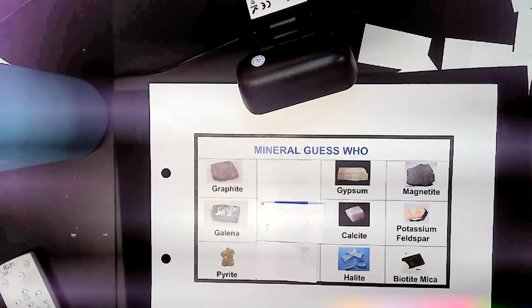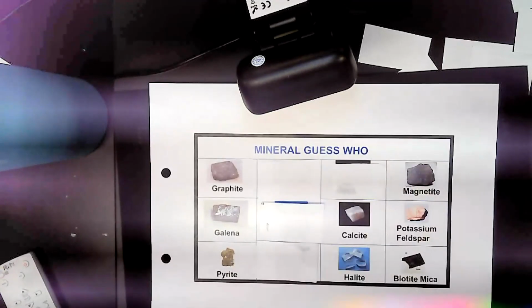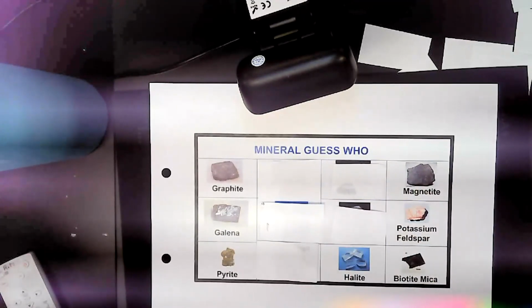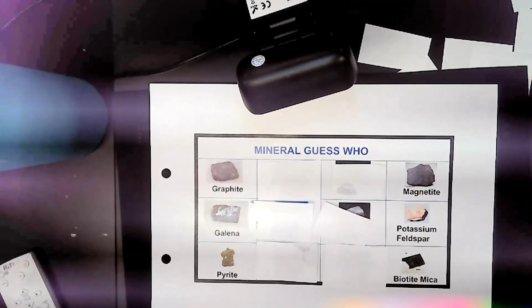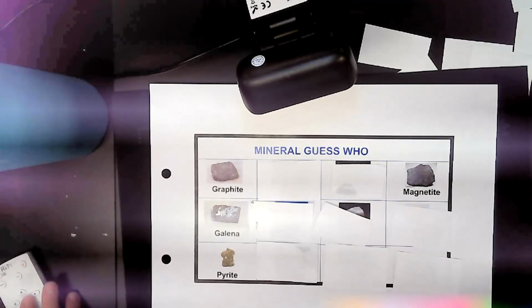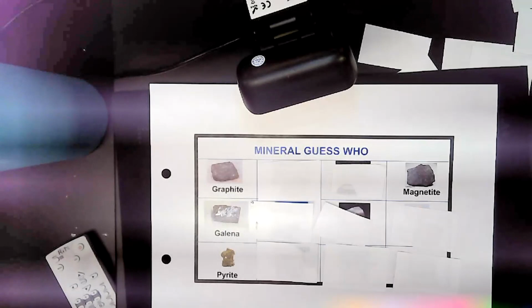How about gypsum? No. Calcite? No. Halite? No. Magnetite? Yes. Potassium feldspar? And biotite mica? No. So this was a good question to ask. Good job, Megan, because this was like asking if it was a boy or girl on my last one. Because we got down to 4 out of 12.